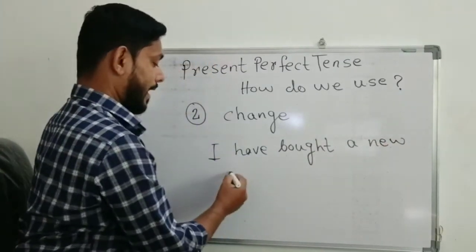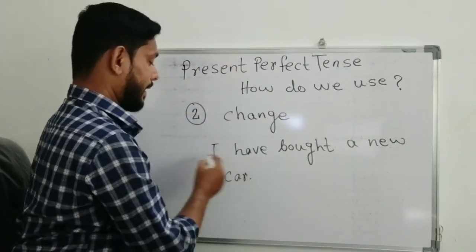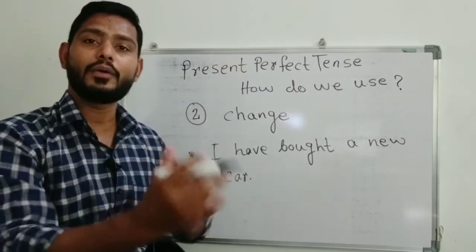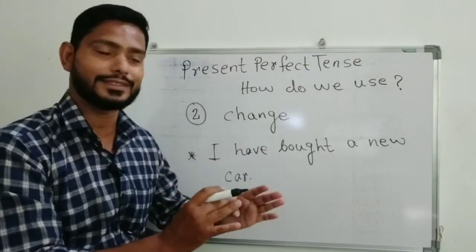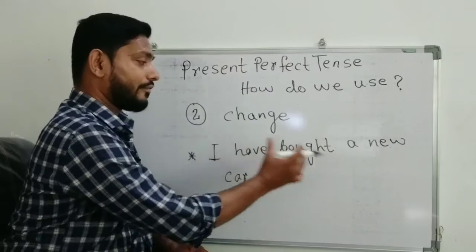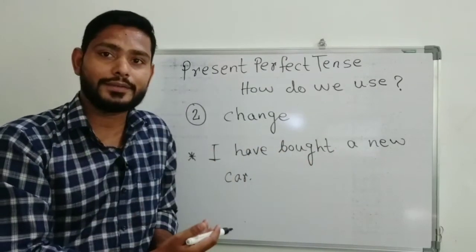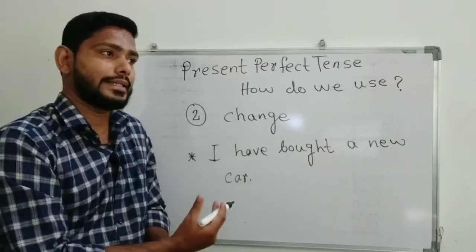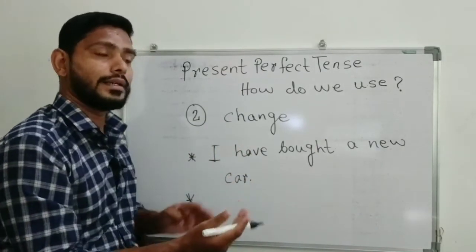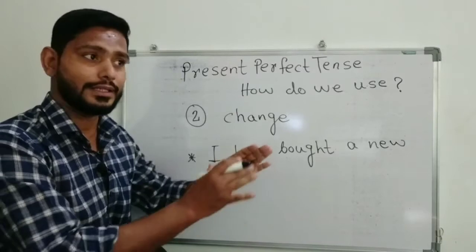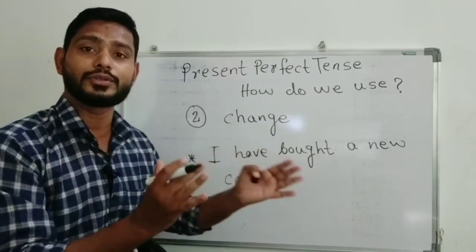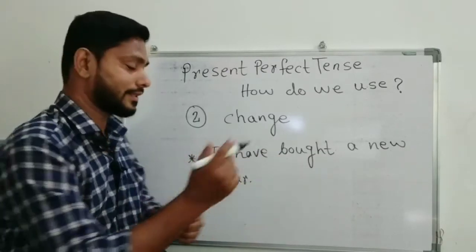I have bought a new car. You did not have a car in the past, but now you have. It means the situation has changed. To talk about change, we use present perfect. I have bought a new car. And let's see some other examples of change, like in the past it was not there, or the situation was not there, but now it is there. It means to show the difference of change.